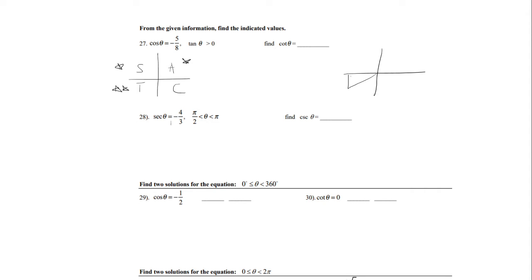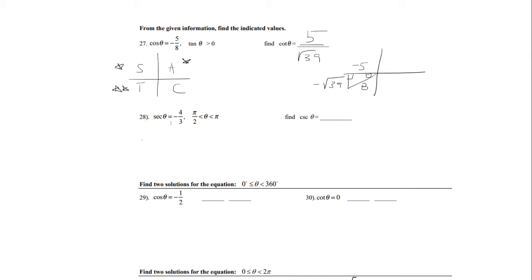So we'll draw a right triangle, angle theta. Cosine is adjacent over hypotenuse. And if we do the Pythagorean theorem, we get that this height is square root 39. And that's going to be negative because in the third quadrant, x and y are both negative. So cotangent theta is 1 over tangent. So that's adjacent over opposite, which is 5 over the square root of 39.